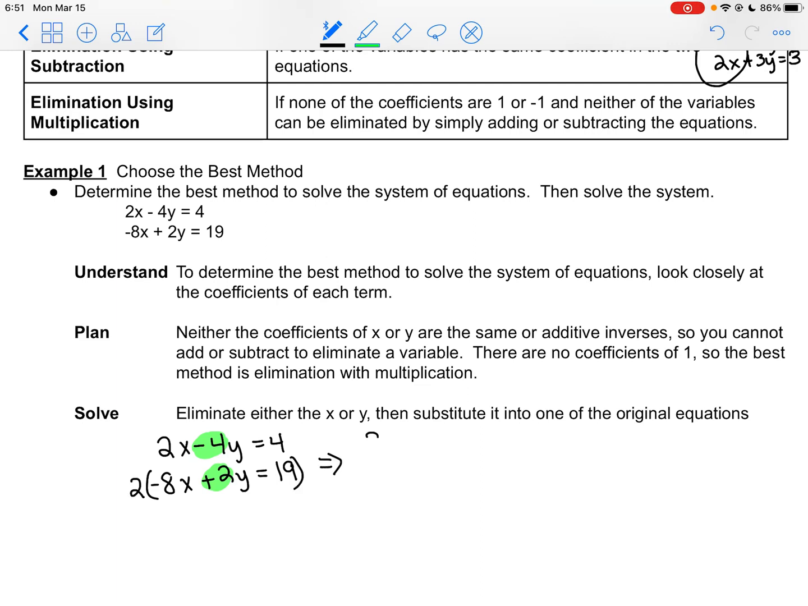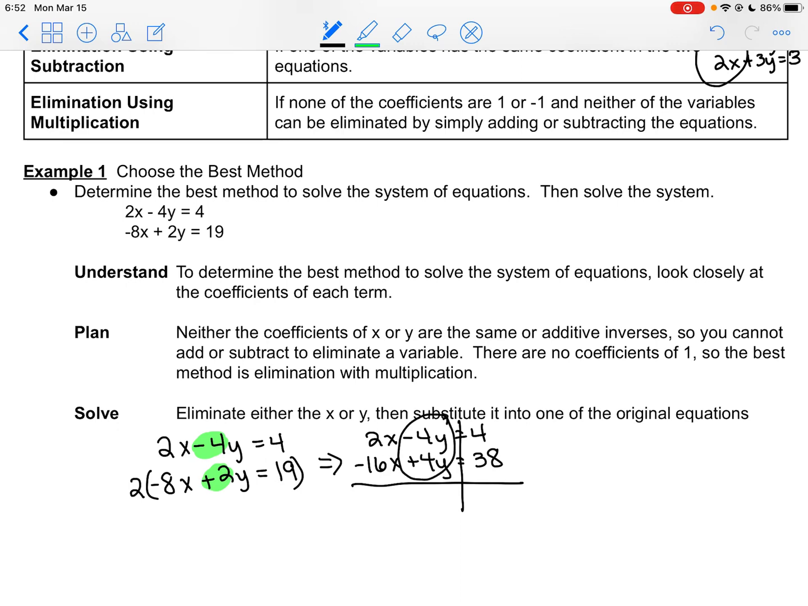So I'm going to simply rewrite the first equation, and then I'm going to multiply everything on this bottom row by positive 2. So 2 times -8x is -16x, 2 times 2y is positive 4y, and 2 times 19 is positive 38. Now looking at this system, it's the same system. I've just changed the second equation so that each of the numbers is twice as big.